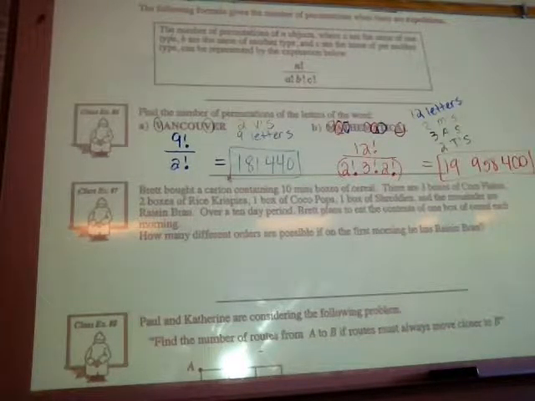This next one we have to think a little bit about. Brett bought a carton containing 10 mini boxes of cereal. There are 3 boxes of cornflakes, 2 boxes of Rice Krispies, 1 box of Cocoa Pops, 1 box of Shreddies, and the remainder are Raisin Bran. Over a 10-day period, Brett plans to eat the contents of 1 box of cereal each morning. How many different orders are possible if on the first morning he has Raisin Bran?